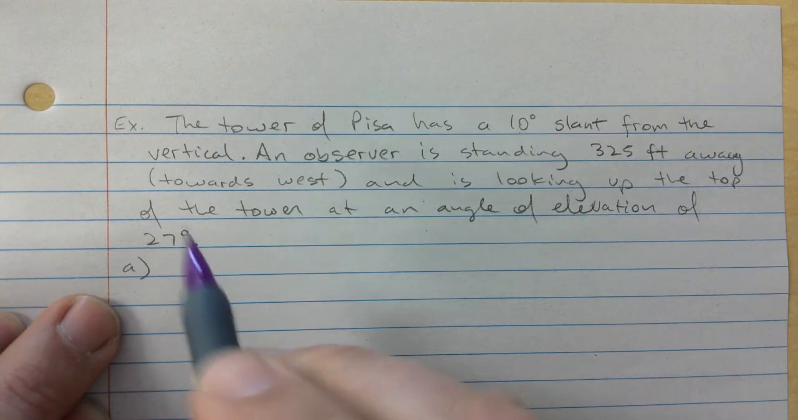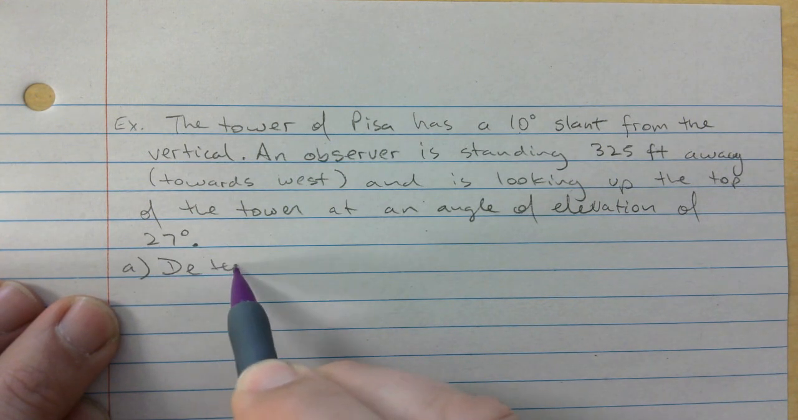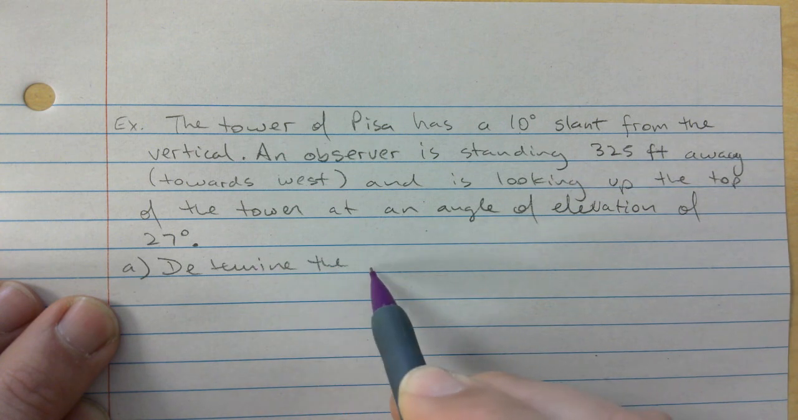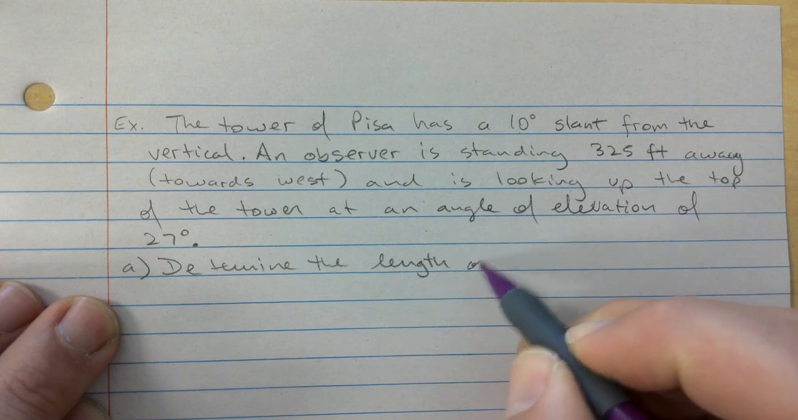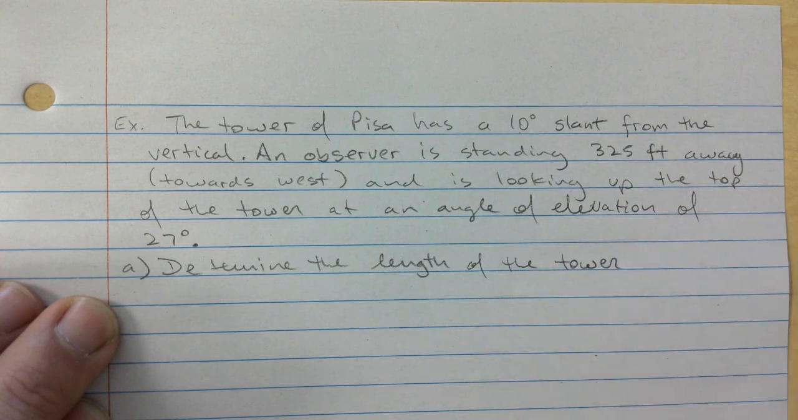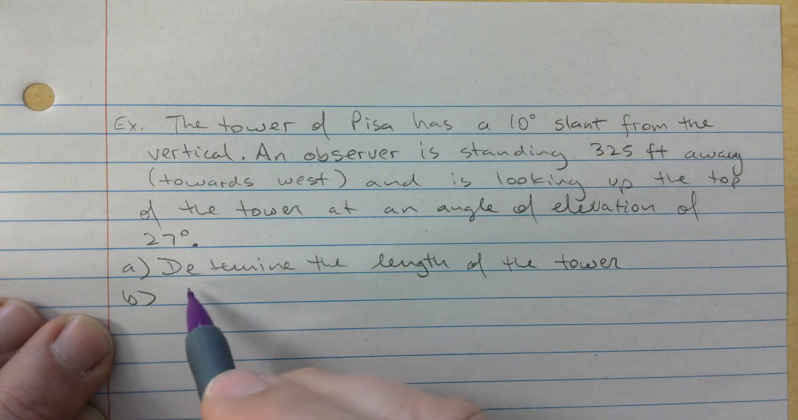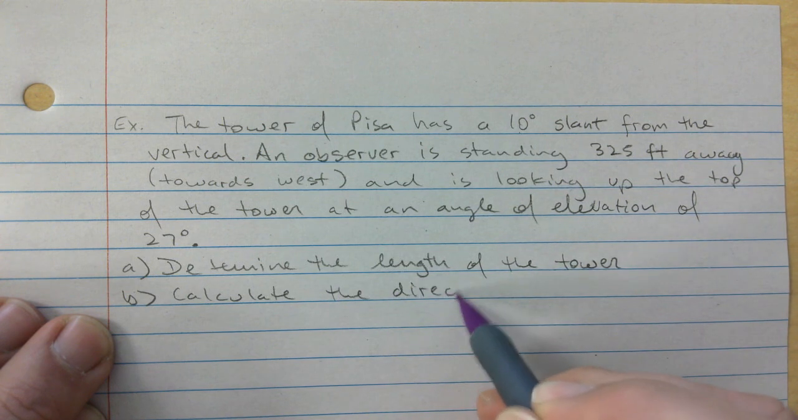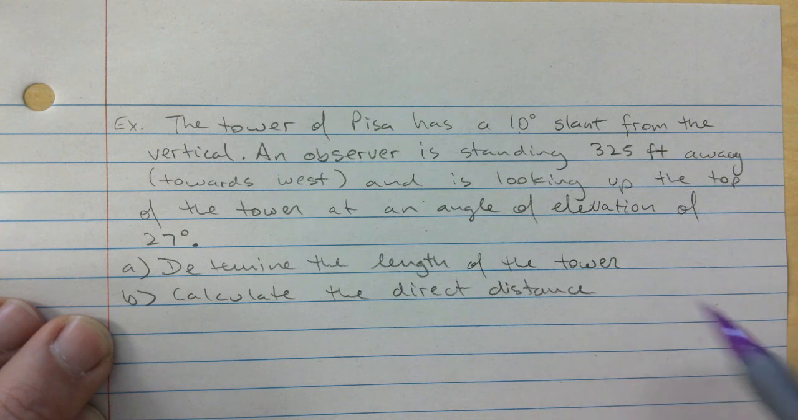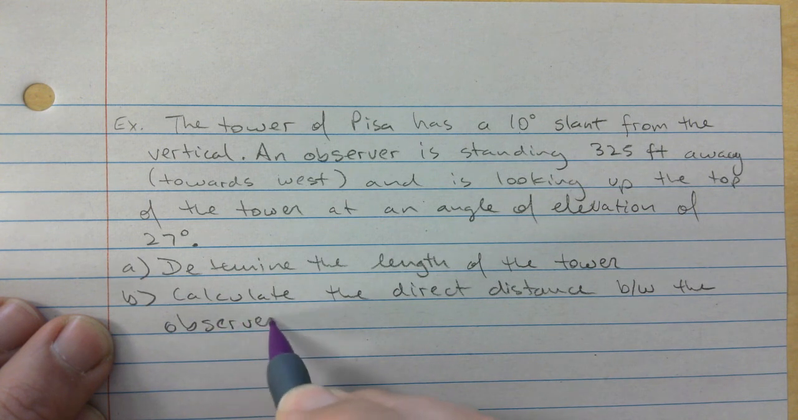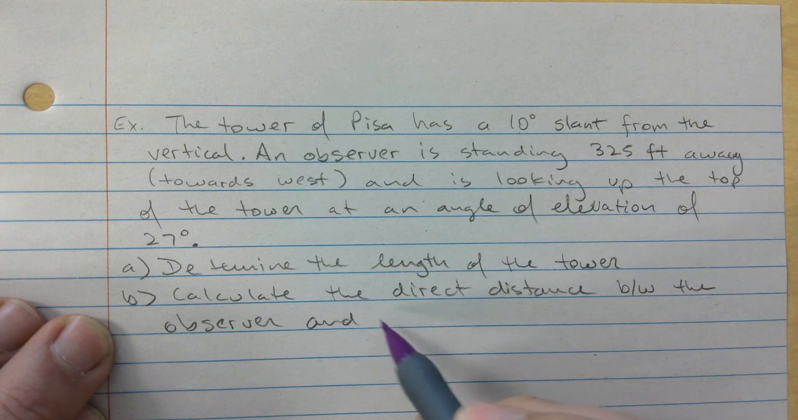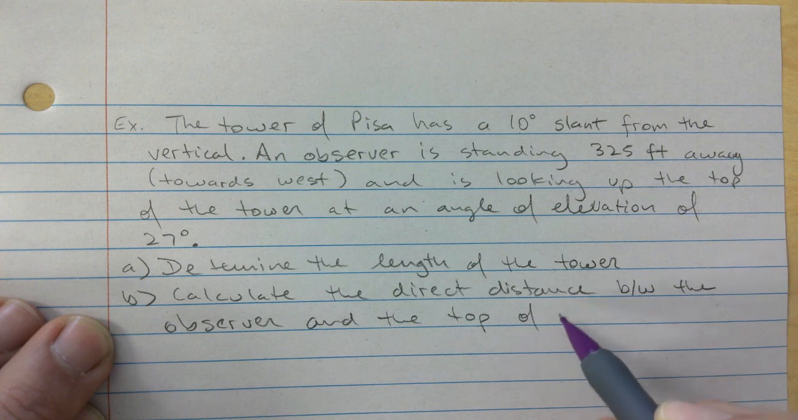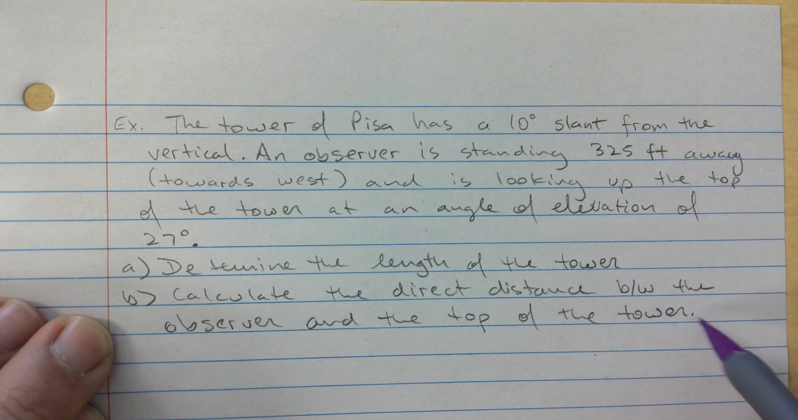A, determine the length of the tower. B, calculate the direct distance between the observer and the top of the tower.